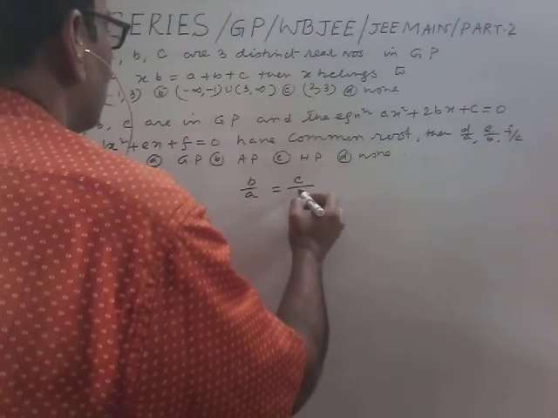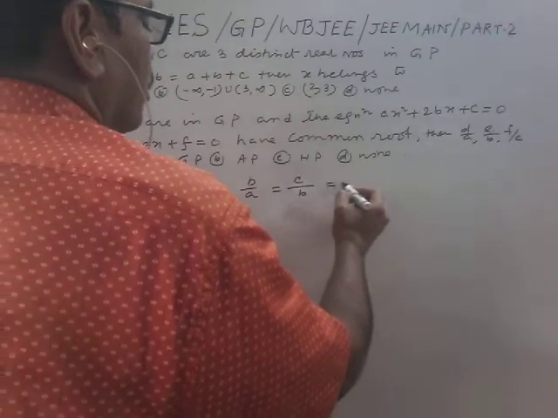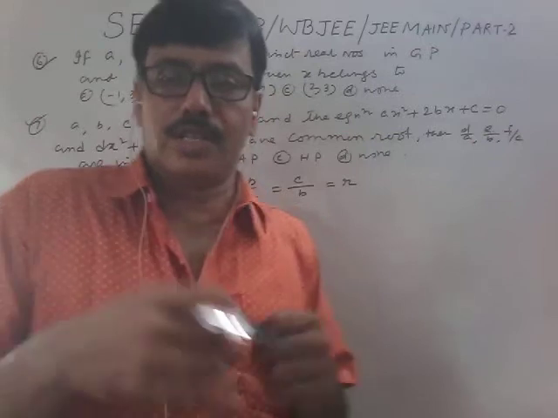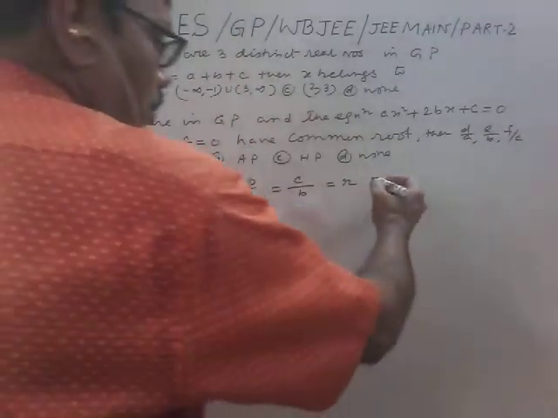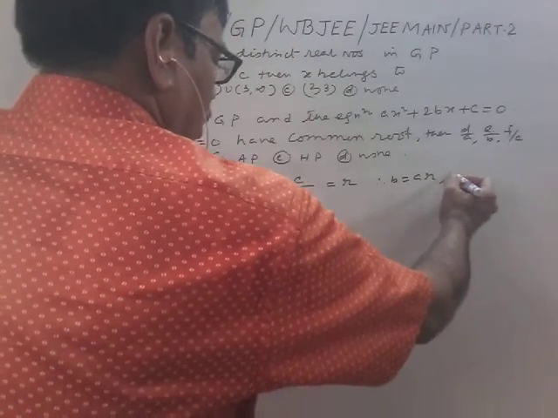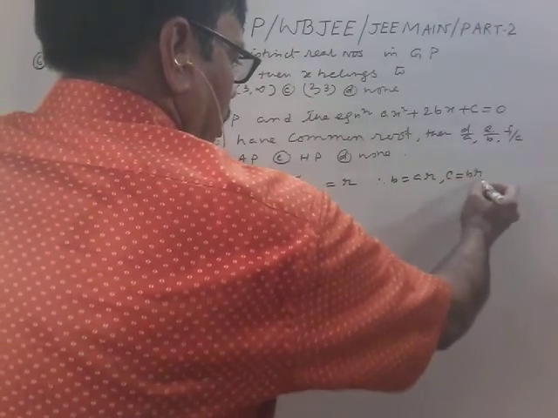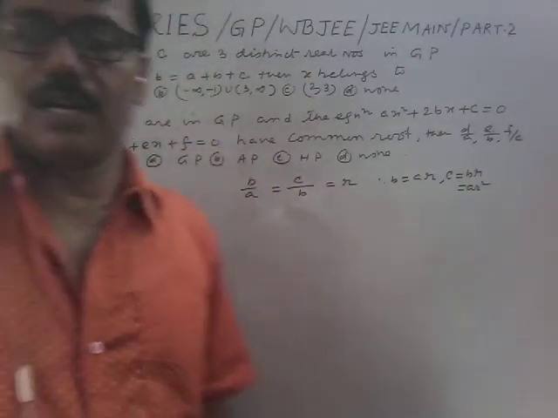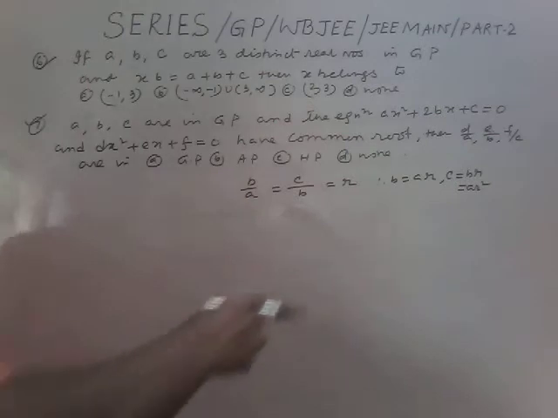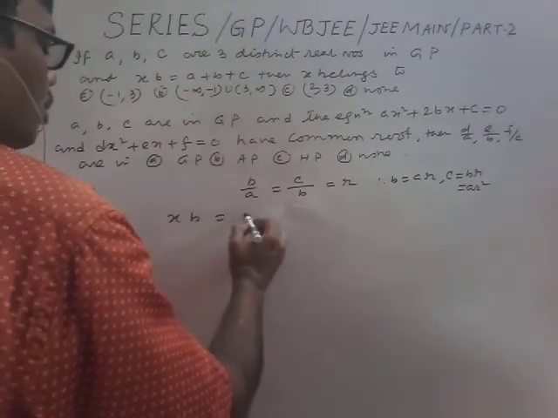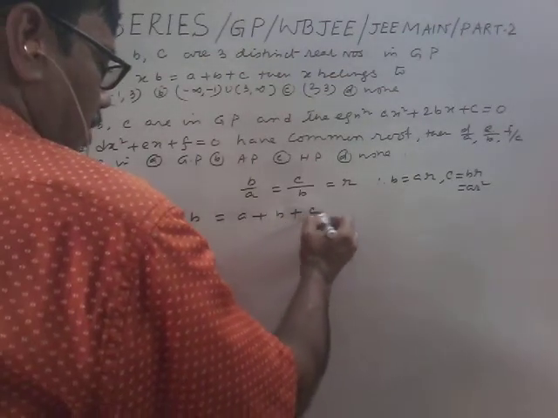B by A, C by B equals R. They are in GP, so R is the common ratio. So from this we get B equals AR, and what is C? BR equals AR square. So the common ratio is the same. Now we consider the given relation XB equals A plus B plus C.